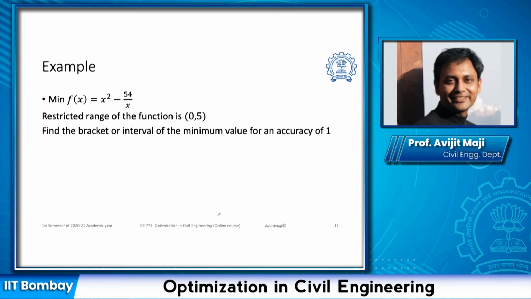In this case we are required to minimize this particular function, which is x square minus 54 by x, and we have the restricted range of the function between 0 and 5. So once we know this thing, we need to see what is the accuracy we want. We want the accuracy of 1, which means the bracket which we are going to develop should be within 1. Should not be more than 1. So let's look into the solution.